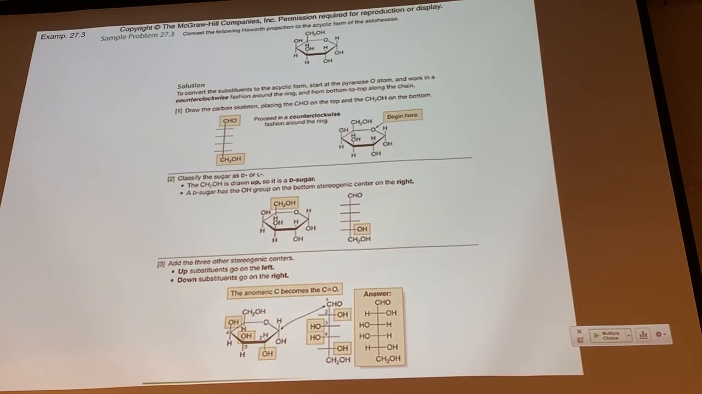How do we determine if it's a D sugar from the Haworth projection? The primary alcohol is pointing up. It's a D sugar. So then in the Fischer projection, we stick the C5 OH on the right. Okay? So now we just have to fill in C2, C3, and C4. So to go from Fischer to Haworth, we rotated 90 degrees clockwise. To go from Haworth to Fischer, we therefore would rotate 90 degrees counterclockwise.